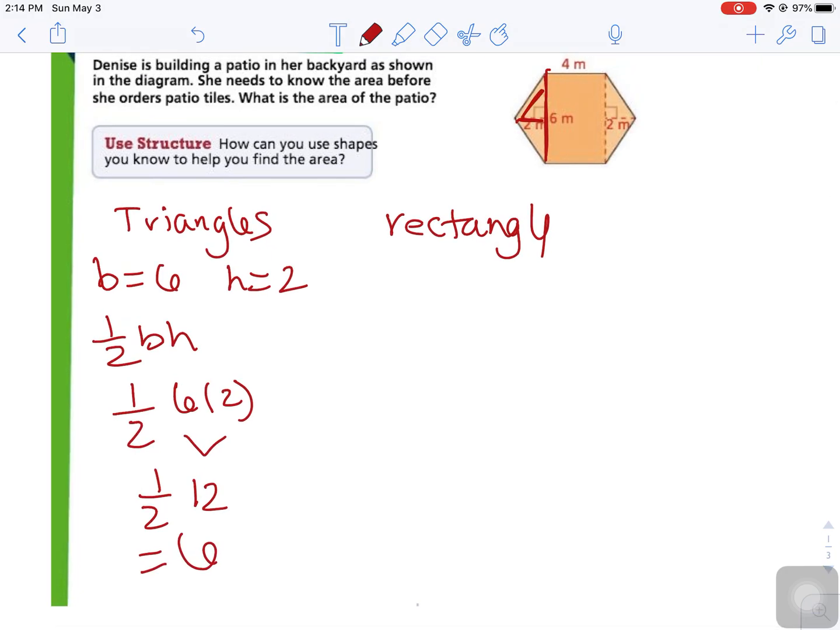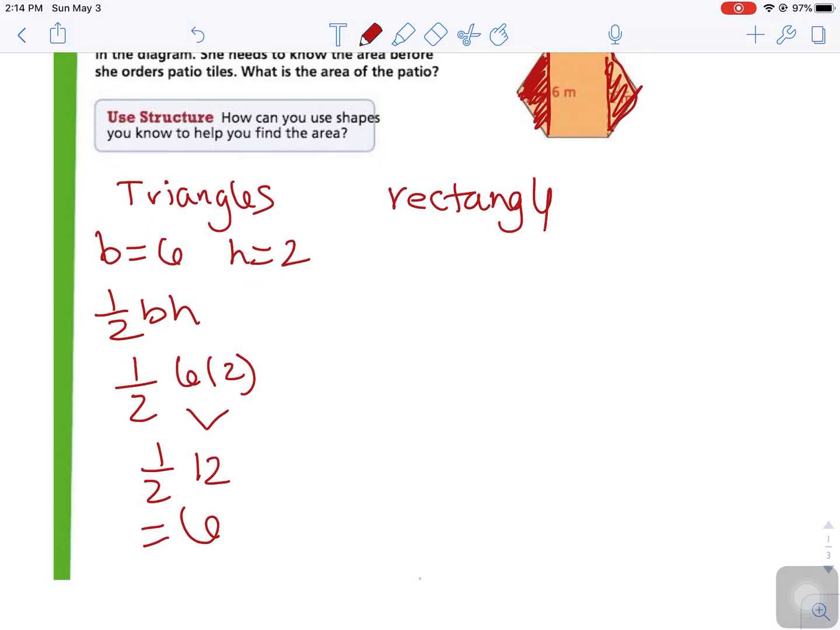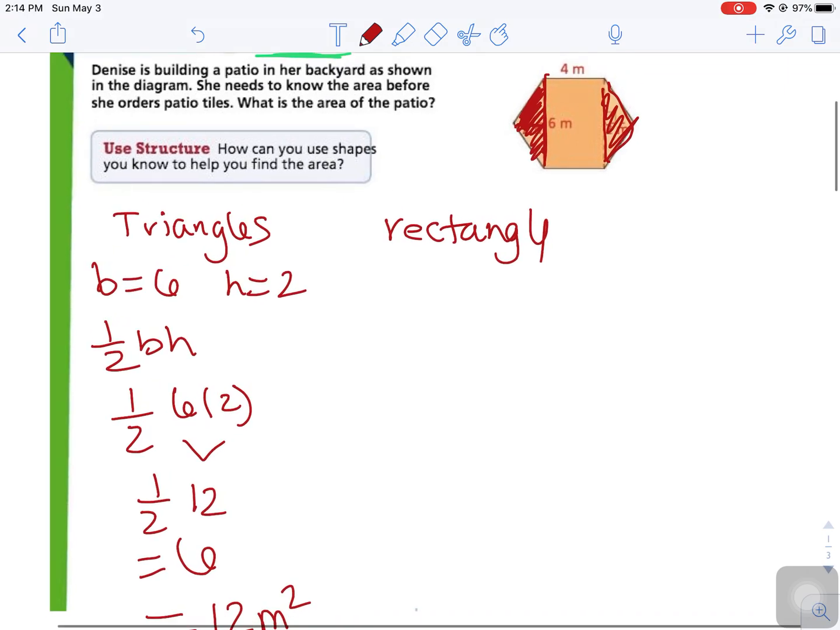So that means that this triangle right here, the area is 6, but we have 2 triangles. So we have to double that, or multiply by 2. So my total area of the triangles is going to be 12 meters squared. So that gives us the area of these triangles.